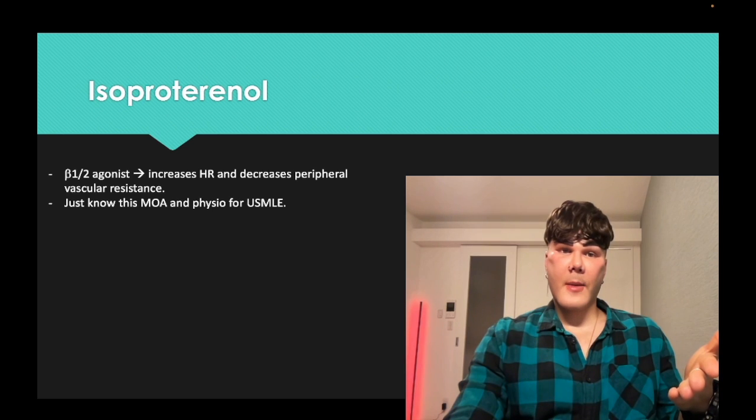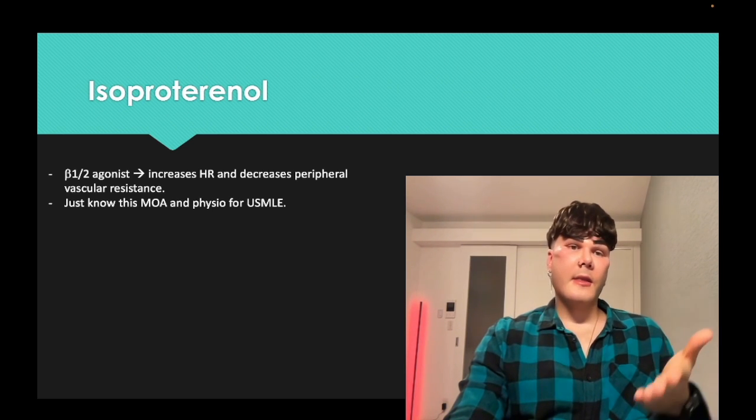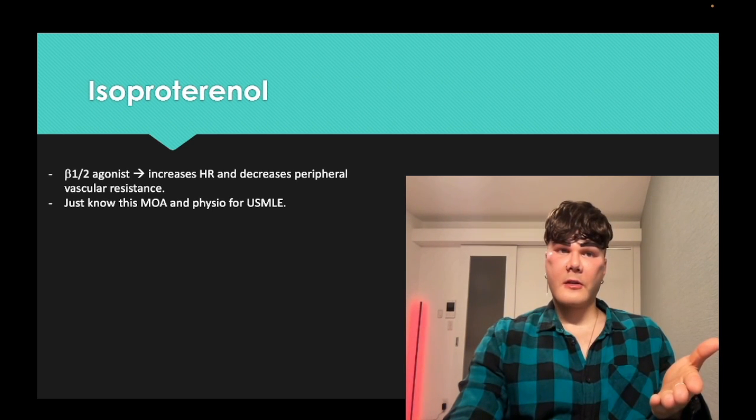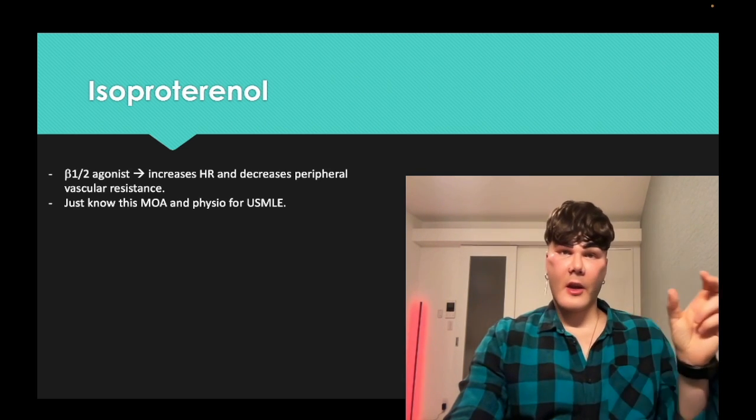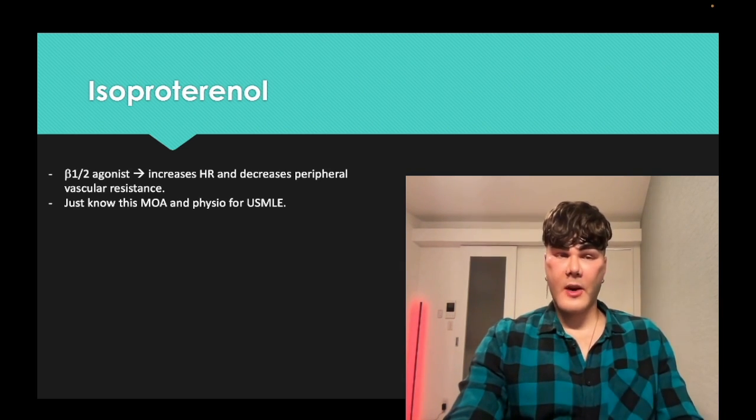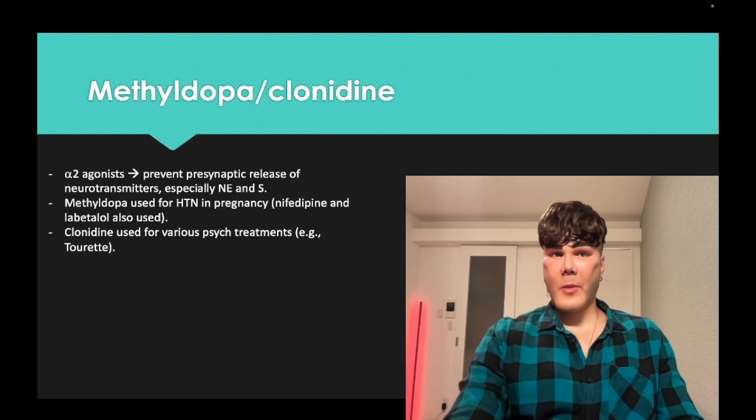And I say just know the MOA in physio because this is a perfect example of one of those drugs that they can give to you in graph form, drug X, drug Y, and then you have to figure out what's going on with whatever they're asking you. Methyl dopa, clonidine, these are alpha-2 agonists. Okay, so you got to know their mechanism of action.